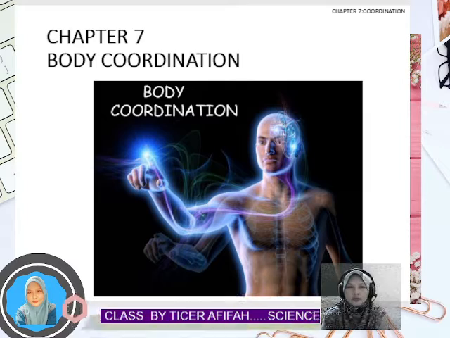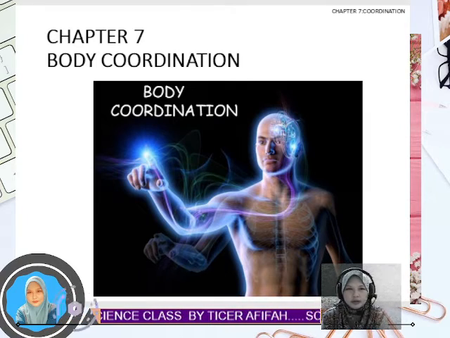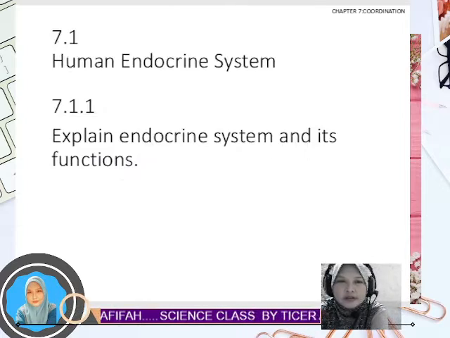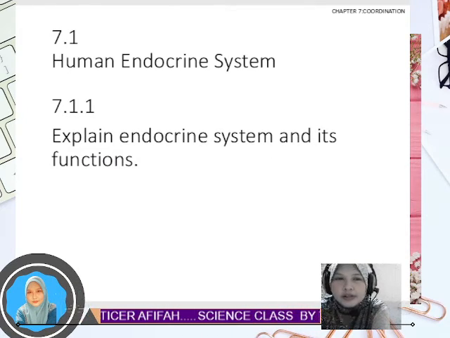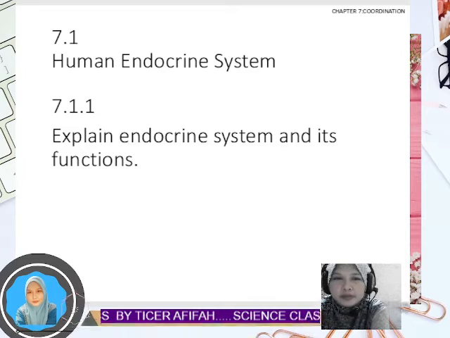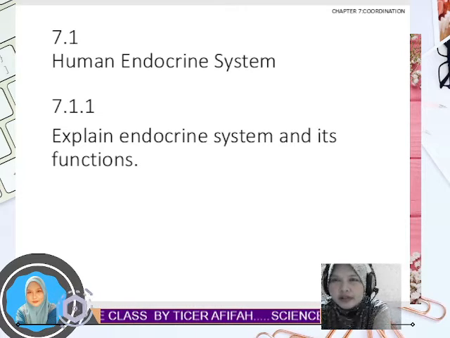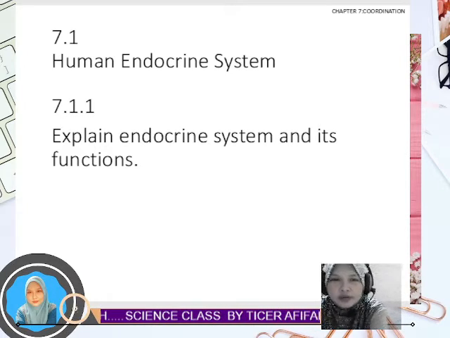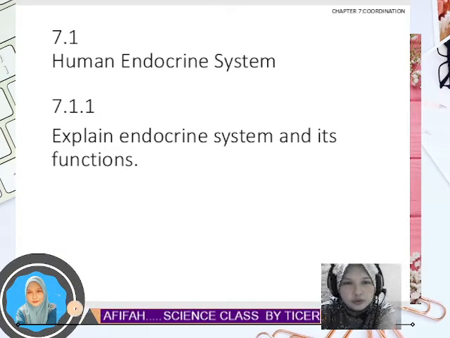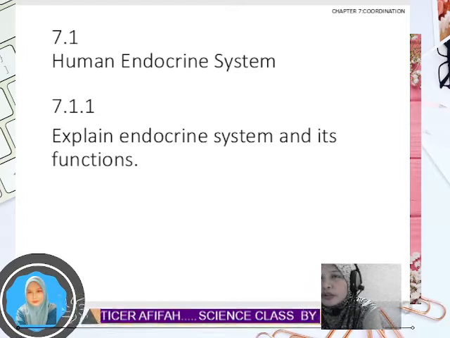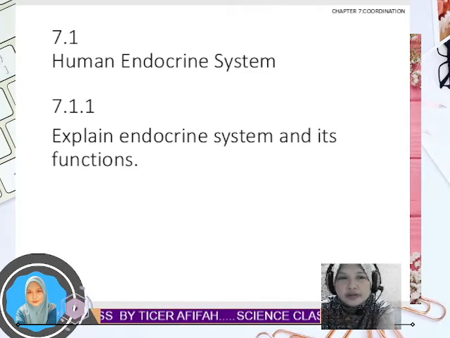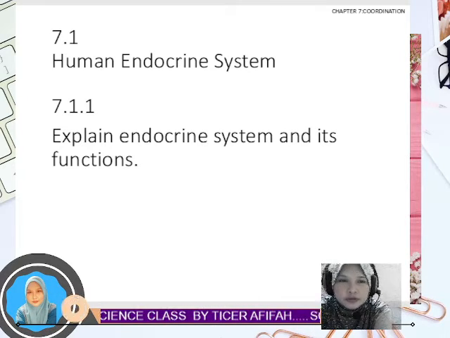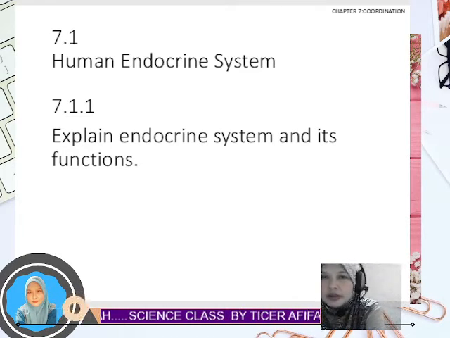Okay, we will study body coordination, chapter 7, form 4. Chapter 7, 7.1, human endocrine system. We have three subtopics in this chapter. 7.1, human endocrine system. 7.2, a disruption to body coordination. 7.3 is healthy mind. Right, we go to 7.1 first, human endocrine system.